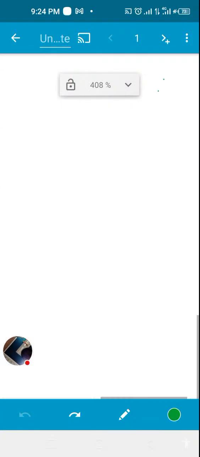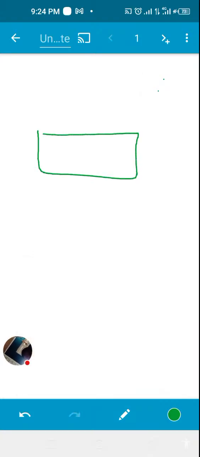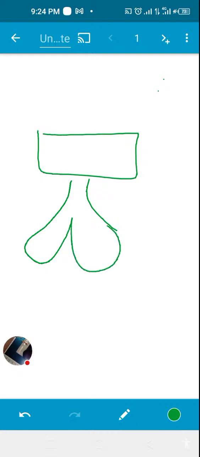Let me draw something about the hypothalamus and pituitary gland. Let's suppose this box is the hypothalamus. It is producing a lot of nasty kinds of hormones. What kind of hormones? I'm going to tell you. This is the pituitary gland, and it has two types.